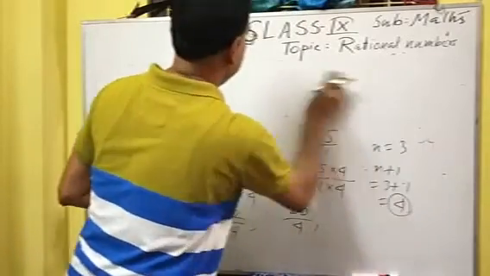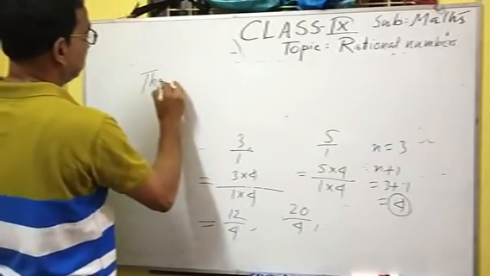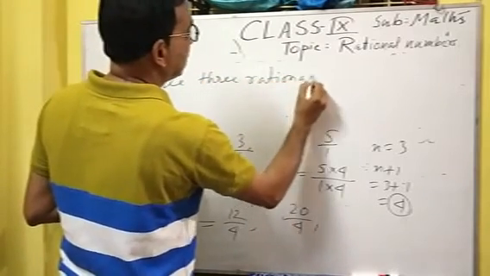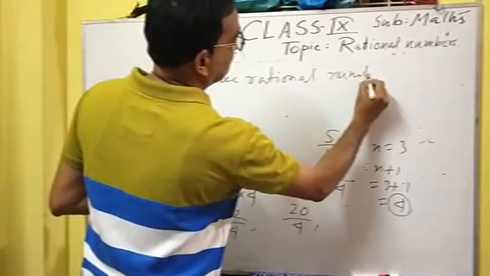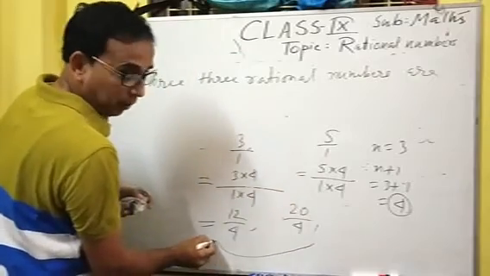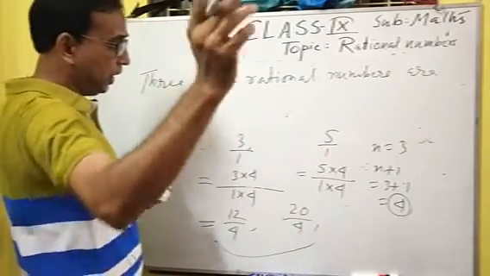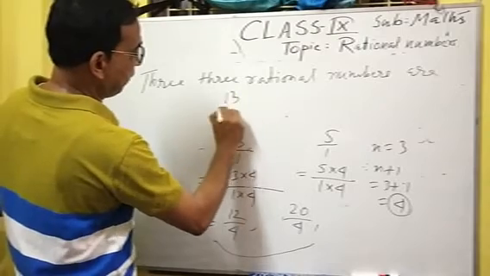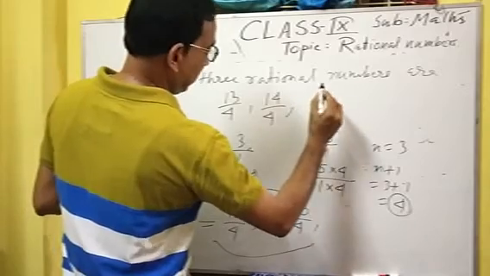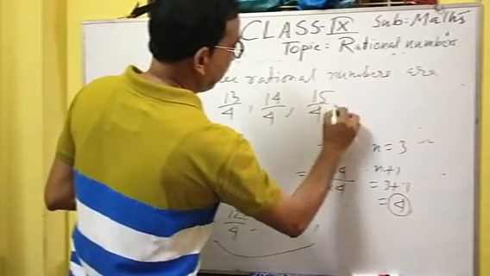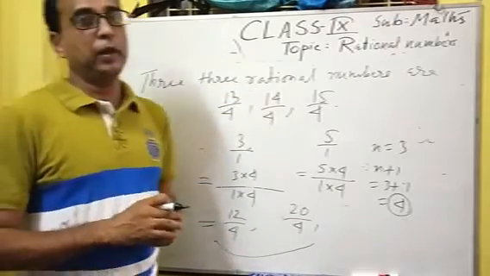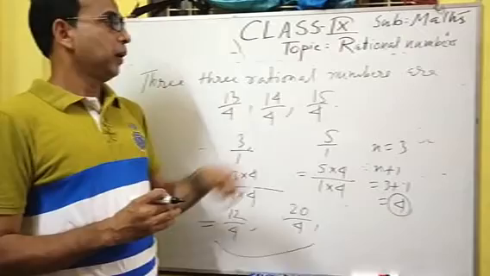So we can write the three rational numbers between these two numbers: 13 by 4, 14 by 4, 15 by 4. In this way, you can solve these types of problems.